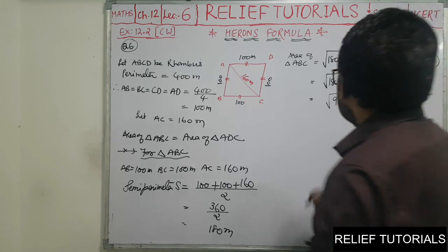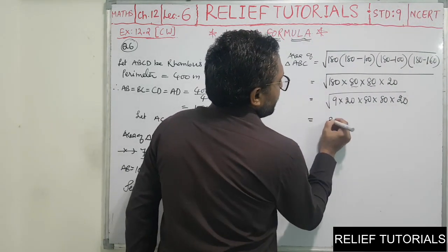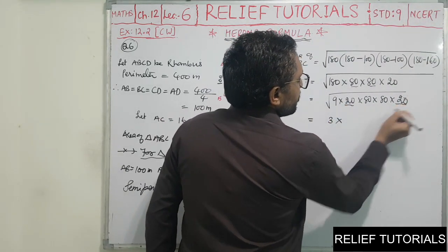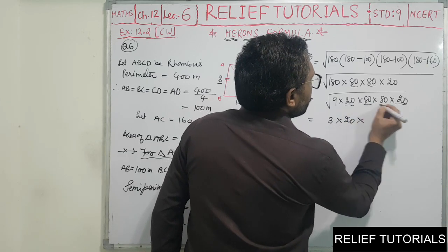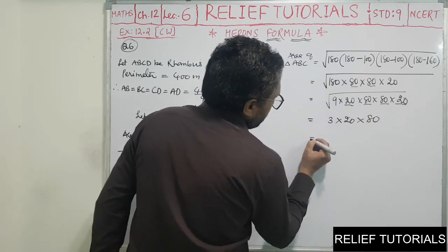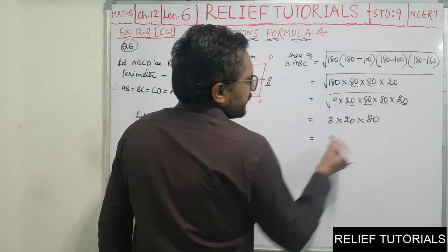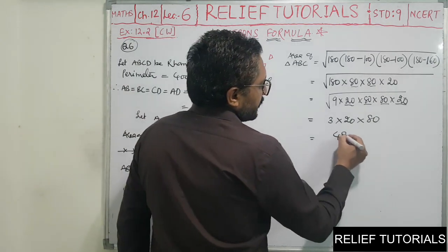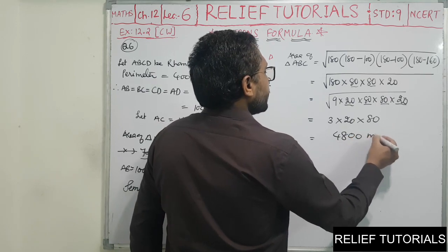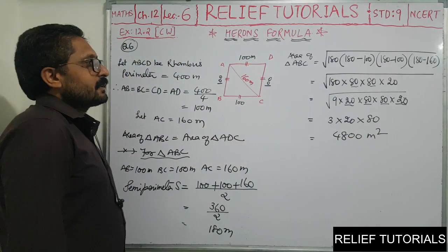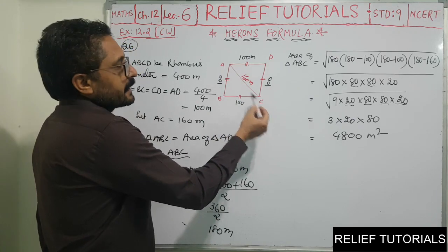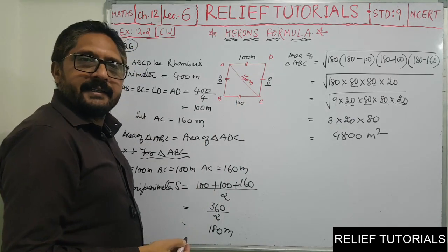Simple. Now see, root of 9 is 3. There are two 20s, so I will write 20. There are two 80s, so I will write 80. Now 3 twos are 6, 6 eights are 48. So 4800 meter square. This is the area of triangle ABC, and that is also the area of triangle ADC.